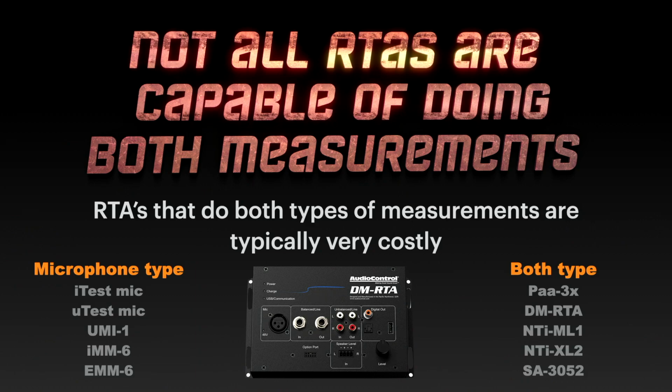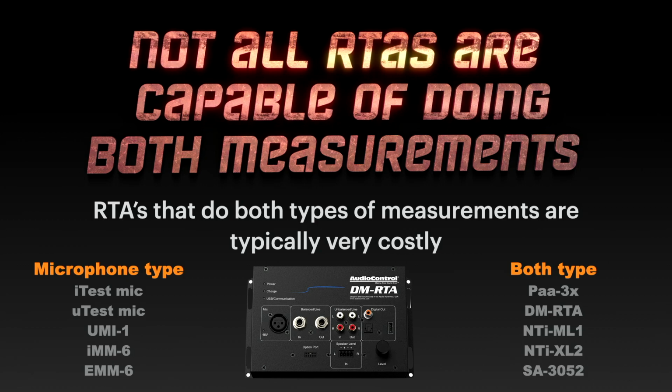RTAs that do both types of measurements are typically very costly, as we find. Like the basic DMRTA runs you about $700. Those handhelds, like that NTI, that's like $2,500. Microphones are going to run you anywhere between $150 to $200. Some of those are like the iTest mic, the UMIK-1, that's the Audio Frog, and then Dayton makes the iMM-6 microphone add-on for your smartphone, and the EMM-6, which is the microphone add-on for your laptop.